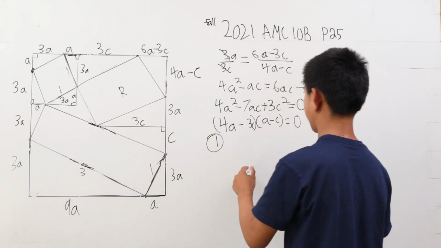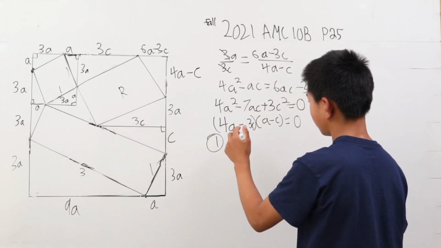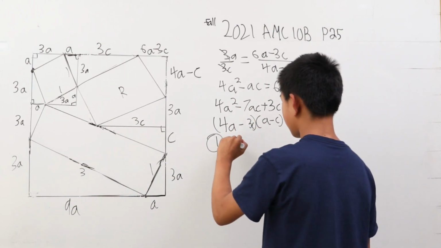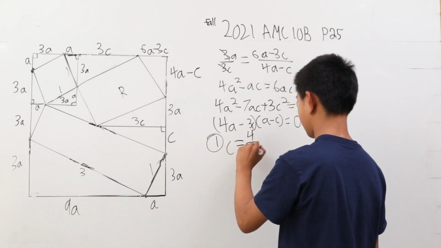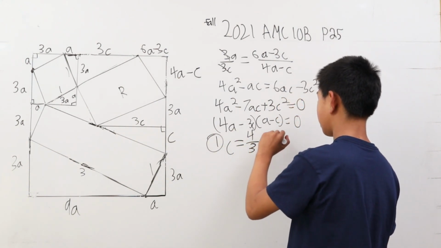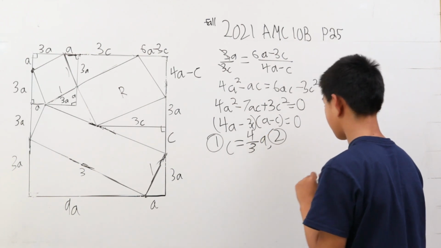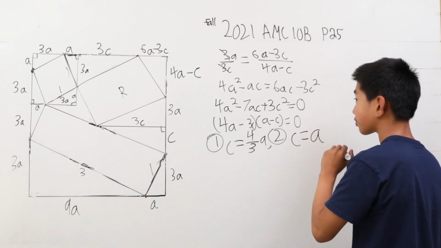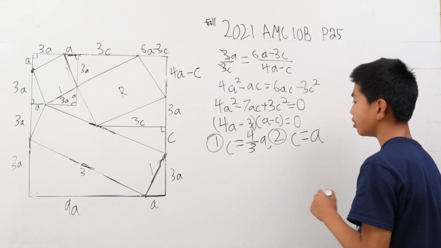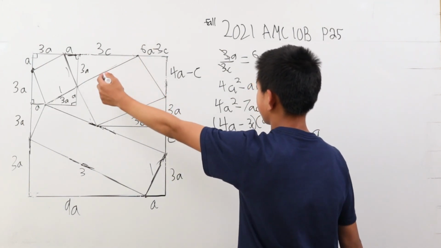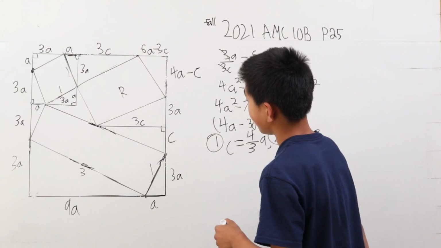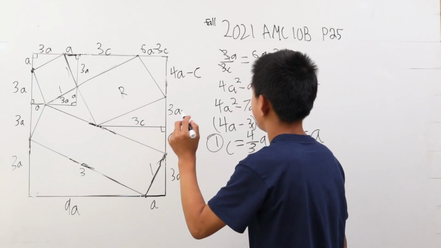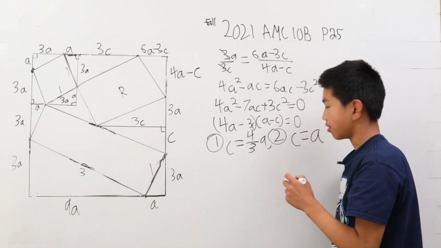Now we have two possibilities here. The first case is where this is equal to 0. So 4a minus 3c is equal to 0. That means c is equal to 4/3 a. The second possibility is where a minus c is 0, c equals a. Okay, now we can use the Pythagorean theorem to solve for these side lengths, and then we'll get an a squared at the end, so we can solve for the value of a squared and then add up all the areas and get our answer.